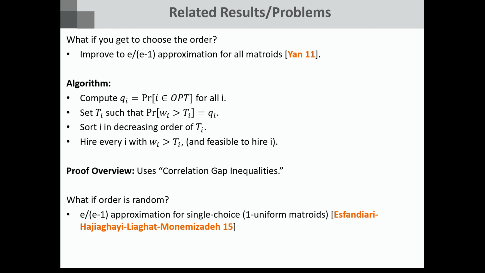What is known about random order? Great, good question. If the order is random, then we know that for the single choice problem, so for 1-uniform matroids, you can also improve the 2 to e over e minus 1. But we don't know beyond the single choice problem yet for random order, but with distributions.